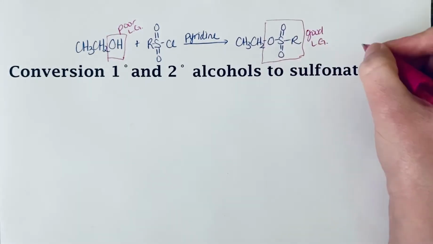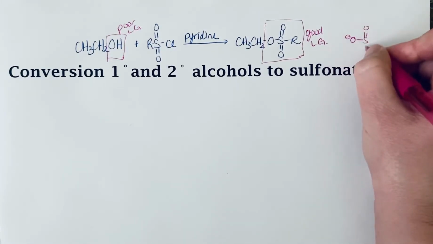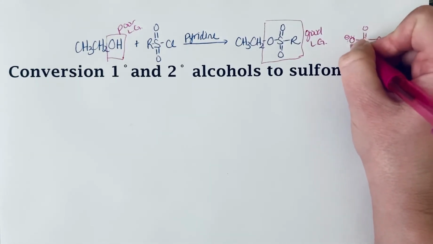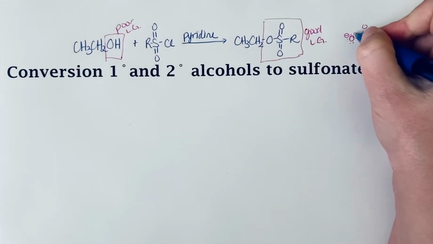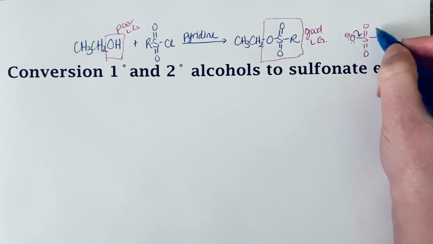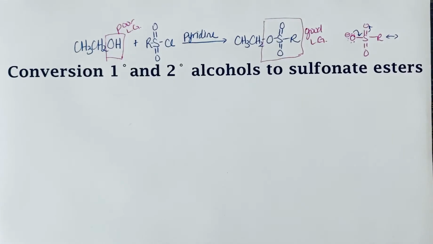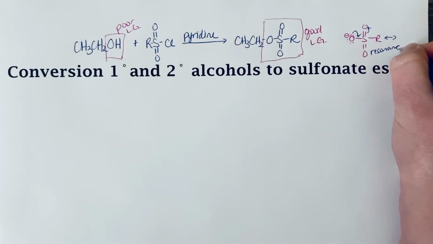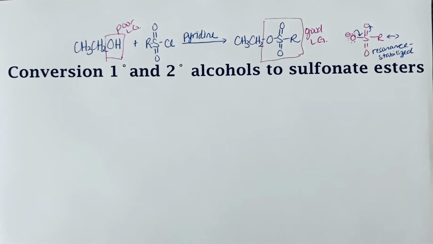The reason why this is such a good leaving group, I'm going to draw the structure of the conjugate base so we can take a look at it, is that we've got a lot of resonance stabilization. I'm not going to draw all of the resonance structures, but we can imagine that the charge on this oxygen we can push onto either one of these other two oxygens. So we've got a lot of resonance stabilization there, and that is what makes it such a good leaving group, as opposed to the hydroxide where you'd have a localized negative charge.